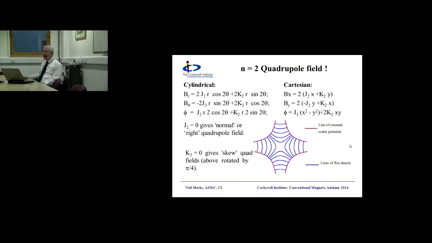And if you have K2 equals 0, it's the same thing, only this time rotated not by 90 degrees as it was with the dipole field, but rotated by 45 degrees. So K2 equals 0 describes a skew quadrupole.